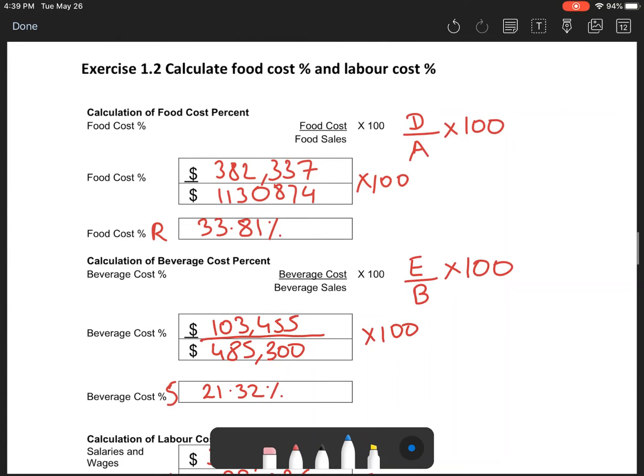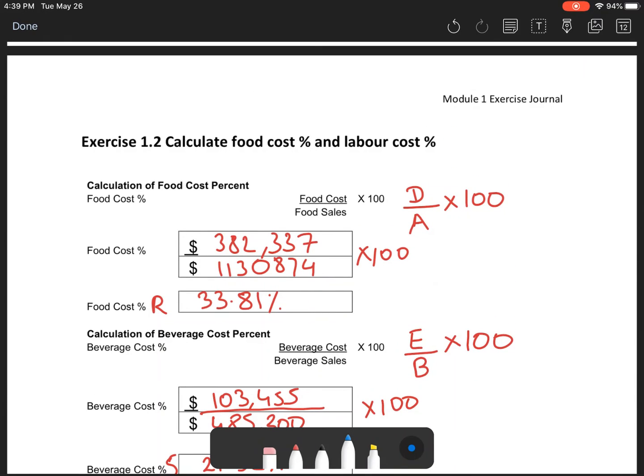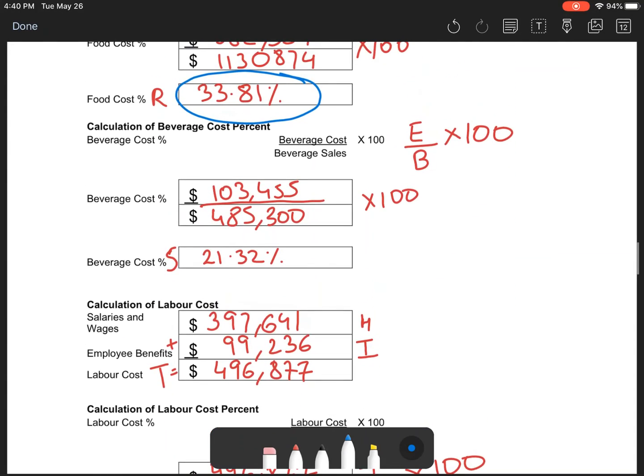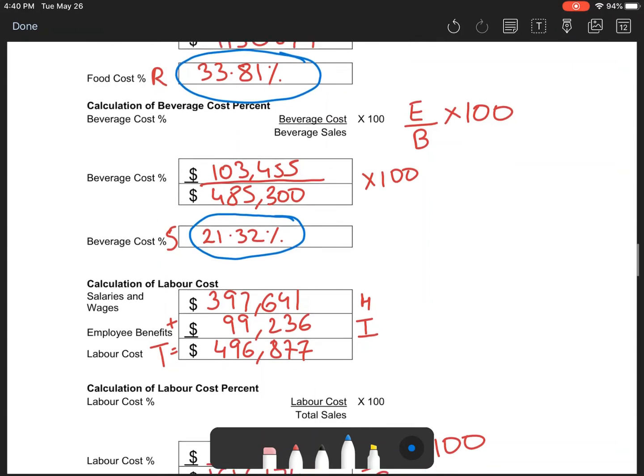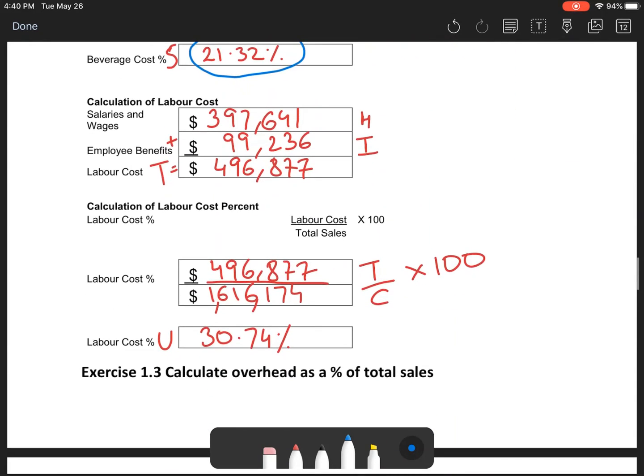We now know, through this entire exercise, that our food cost is 33.81%, our beverage cost is 21.32%, and our labor cost is 30.74%. So that was how we calculated exercise 1.1 and 1.2. We're now moving on to exercise 1.3, which is to calculate the overheads of our business.